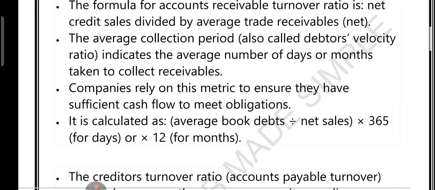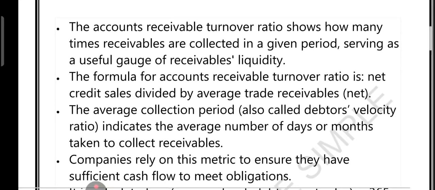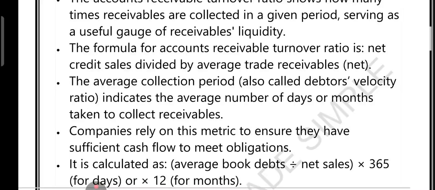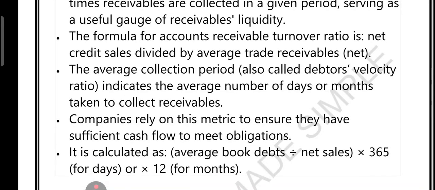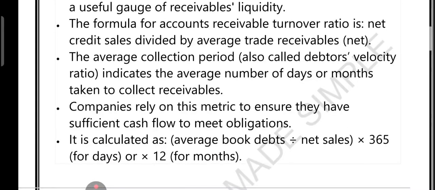So remember these two ratios, they are super important. First, we talked about the debtor or account receivable turnover ratio. Second, we talked about the average collection period. A fast collection cycle means better cash flow. So track your receivables closely. They are not just numbers, they are your incoming cash.